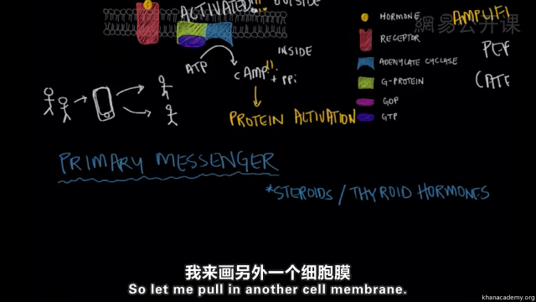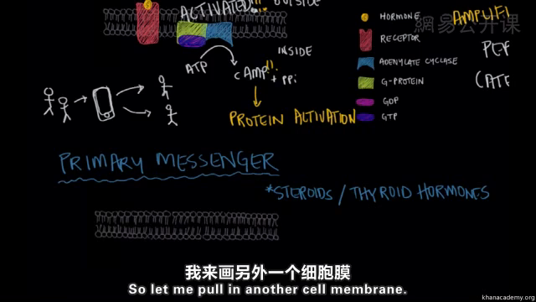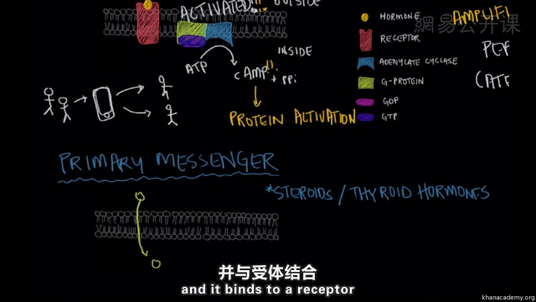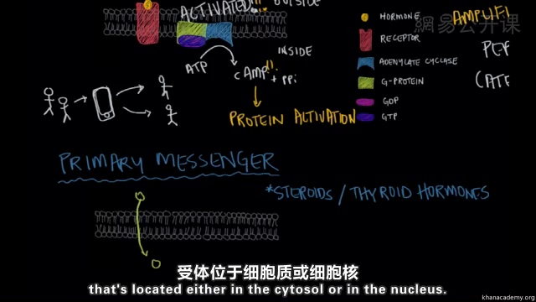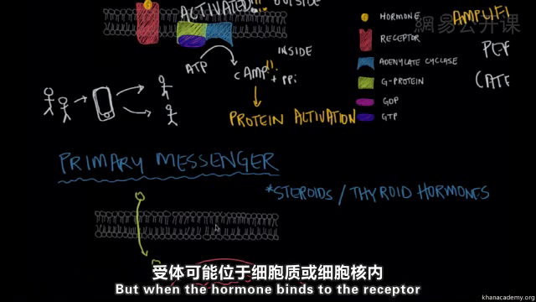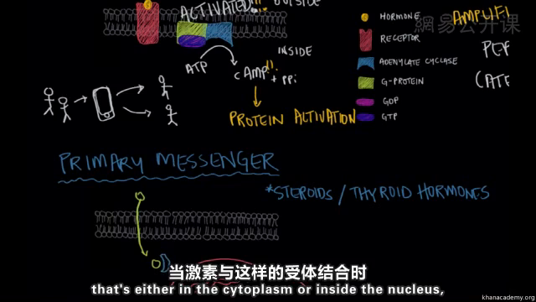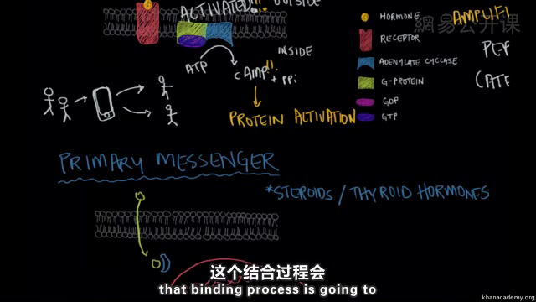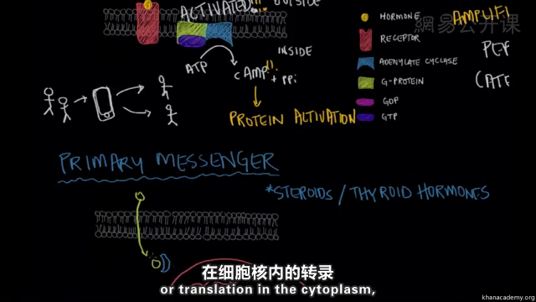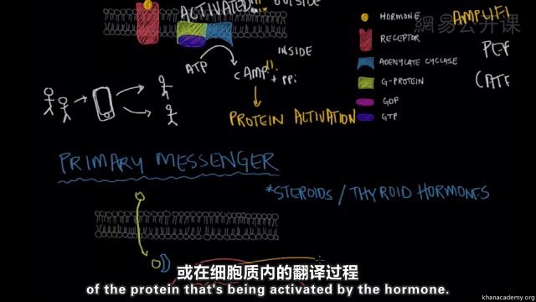So let me pull in another cell membrane. And so the hormone crosses the cell membrane, and it binds to a receptor that's located either in the cytosol or in the nucleus. And so we could imagine a nucleus, and there might be DNA inside. But when the hormone binds to the receptor that's either in the cytoplasm or inside the nucleus, that binding process is going to directly affect transcription in the nucleus or translation in the cytoplasm of the protein that's being activated by the hormone.